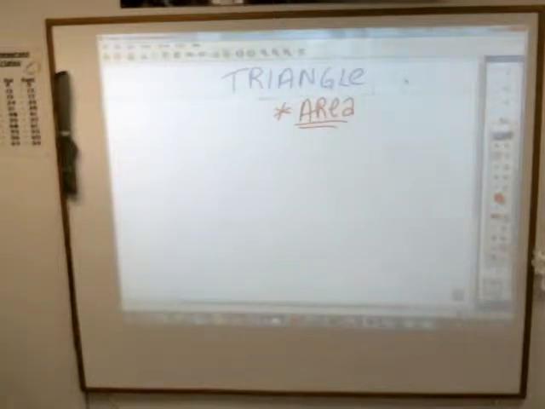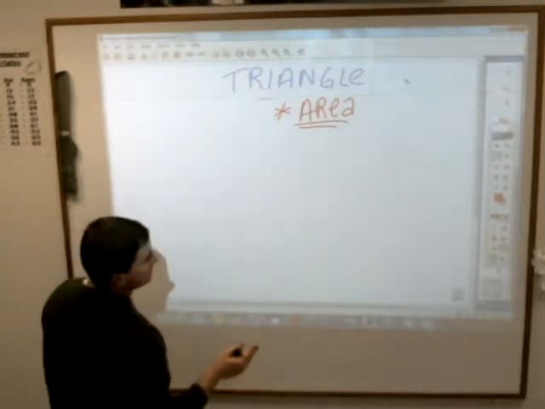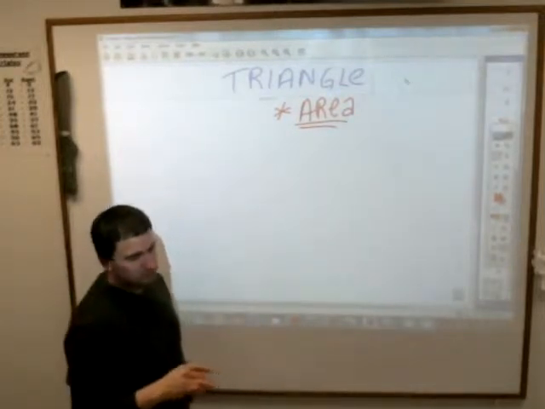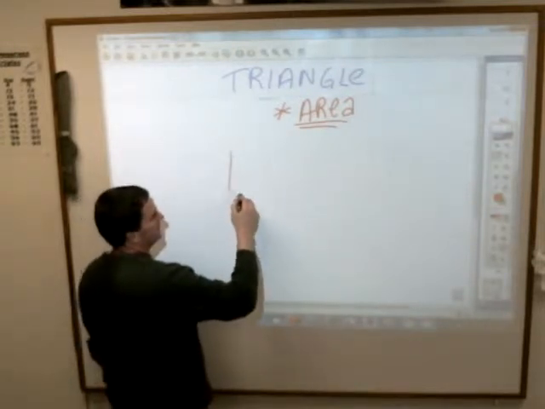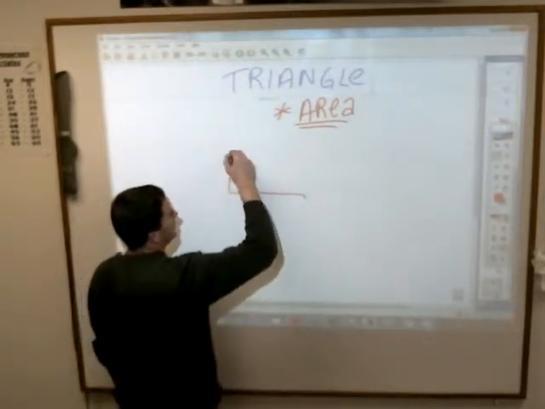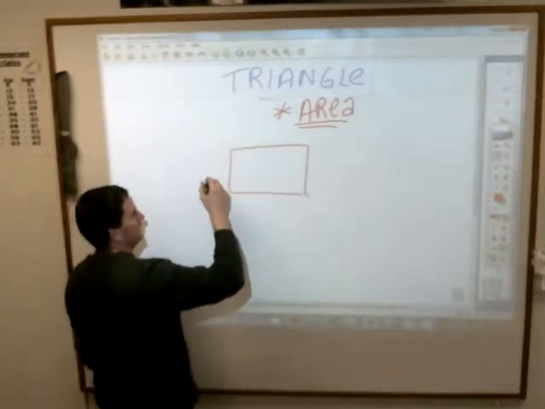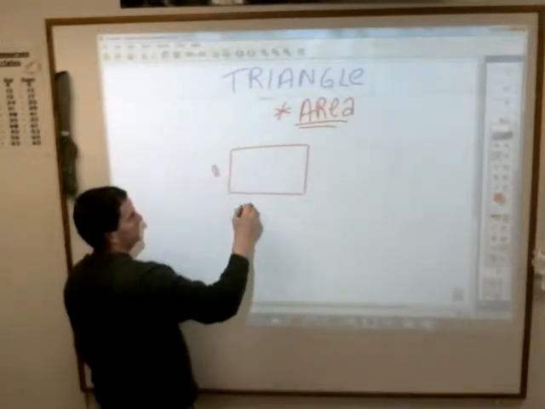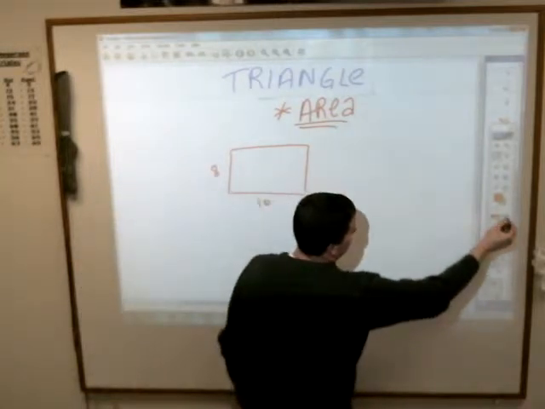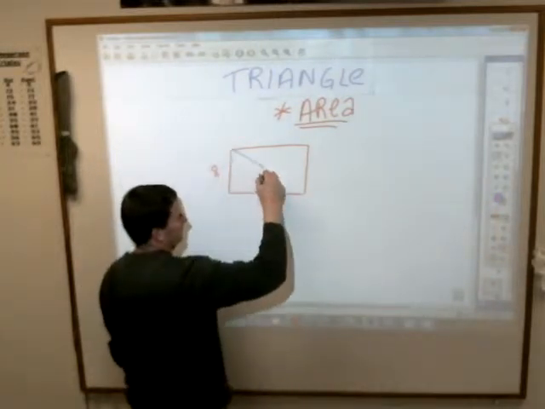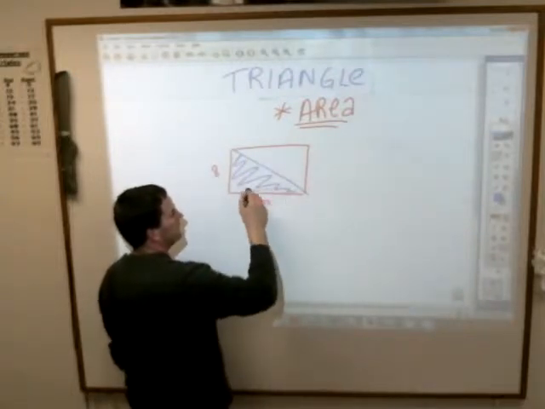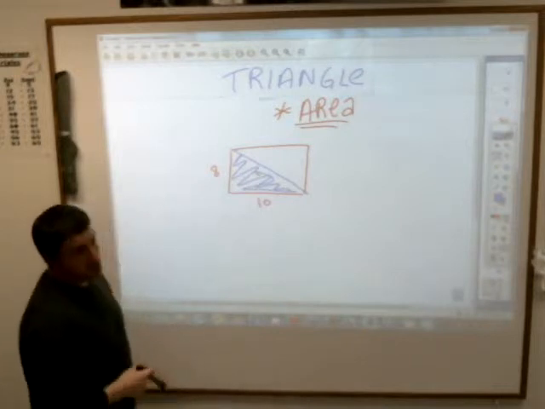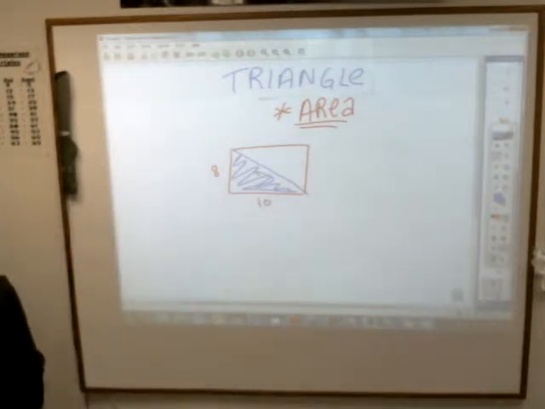Still looking at areas of triangles. The book has tried to introduce it to you before, and you'll recognize these problems. They give you a nice little rectangle and ask you to find the area of the rectangle. Let's say this is 8 by 10. But then they cut the rectangle in half and ask you to find the area of the shaded portion. Well, that shaded portion just happens to be a triangle.